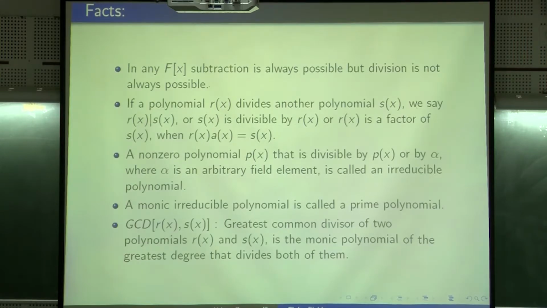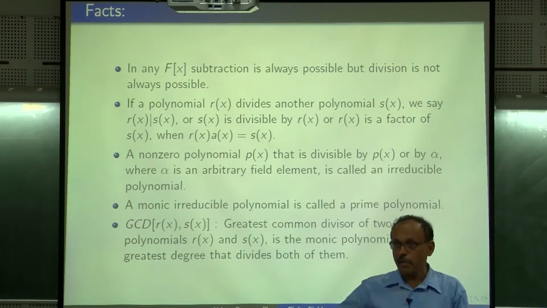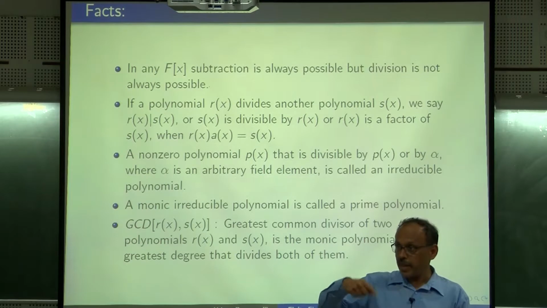Okay. So some facts that you know from what we did with the integers: you could do the same thing here. We don't have much time, so we will go through that. For any f(x) in a polynomial ring, subtraction is always possible, but division is not always possible. Because subtraction you can always do: in the morning I explained, subtraction is basically taking the additive inverse as a scalar, multiplying the second polynomial with it, and adding it.